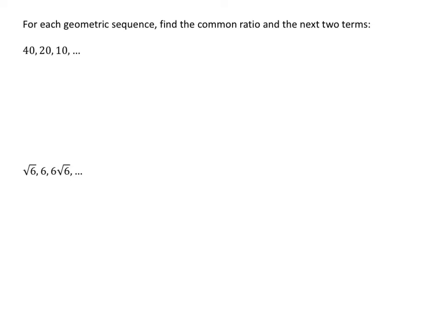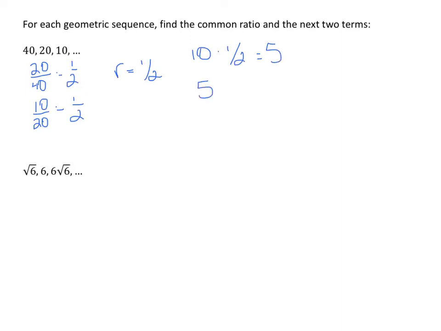When we look at geometric sequences, we're looking for a common ratio. So first we'll say 20 over 40. That's a half. And we'll check the next set of terms. 10 over 20 is also a half, so we can say that the common ratio here is 1/2. So when I find the next two terms, 10 times 1/2 is 5. 5 times 1/2 is 5/2, or we could call that 2.5.